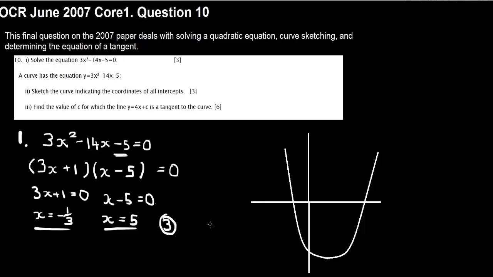Second part, part 2, says sketch the curve. I've roughly sketched it earlier on. There's a y-axis, there's the x-axis, showing the intercepts. There are 3 intercepts I've got to show. The first one there is the first solution, there is minus a third. That's one intercept. The second one is that one, which is plus 5. And the third one is the intercept on the y-axis. And we need to do just a little bit of calculation to find that.